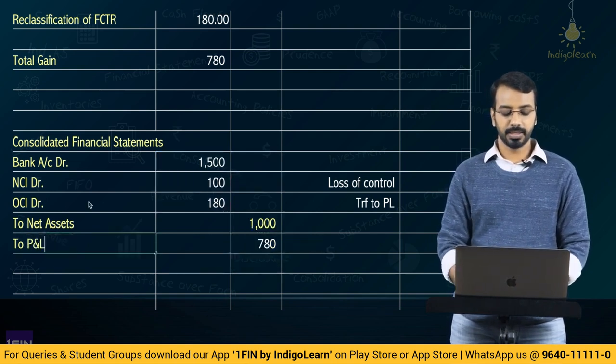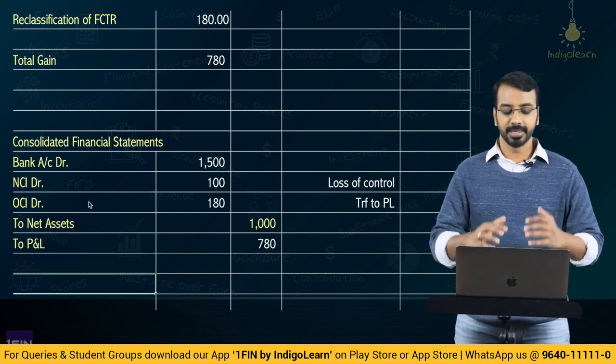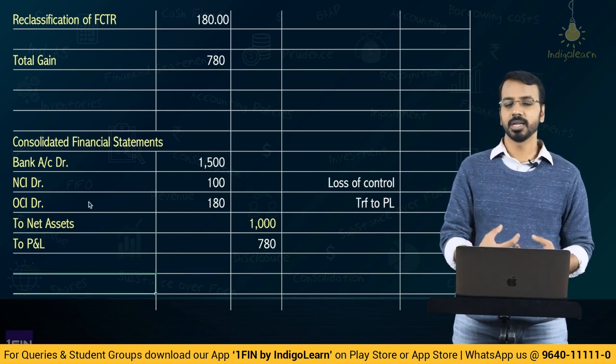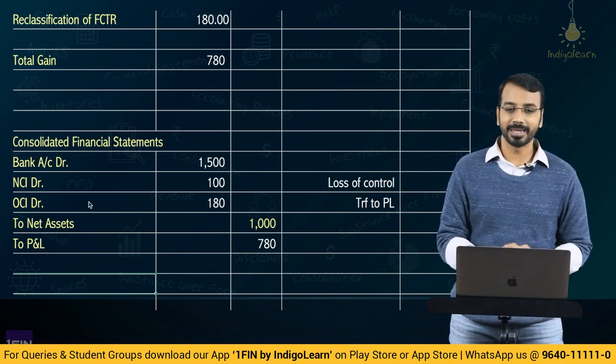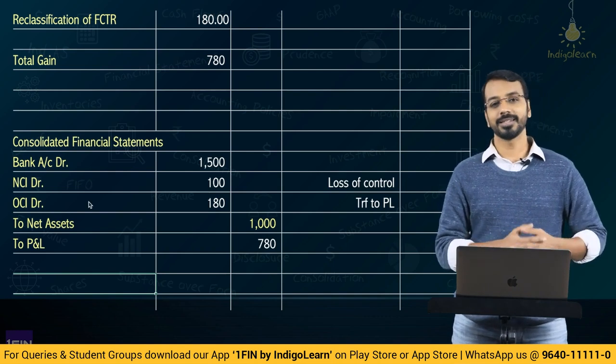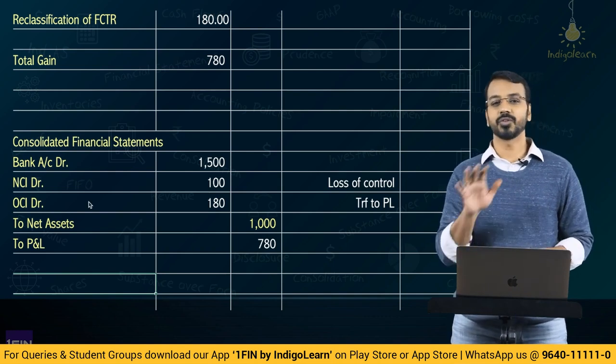So to P&L 780. This is another way to understand the gain or loss. Now here the thing that you need to be perfect about is that the 180 of OCI balance, which represents the foreign currency translation reserve, that has to be transferred to the P&L.